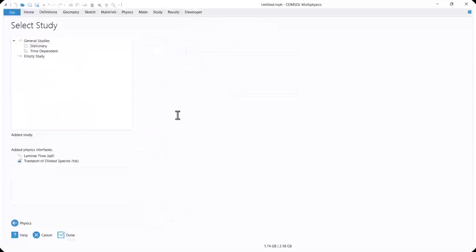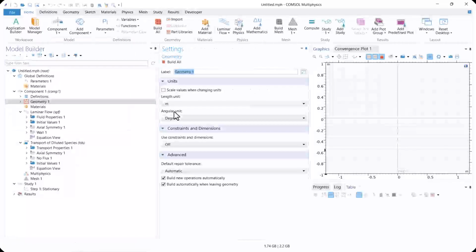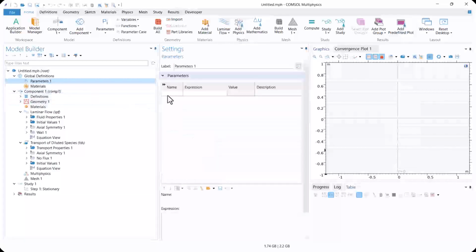Now click on study. In this example, we have a steady state simulation, so we select stationary. Now click on done. We need to define some parameters.